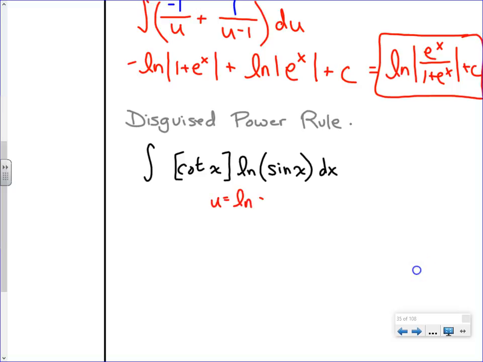Why? Because you're always looking for a du that fits. What's the derivative of ln of sine of x? 1 over sine of x times cosine. Cosine over sine is cotangent. Say that again? 1 over sine times cosine. Because it's 1 over u times u prime, which equals cotangent of x dx.